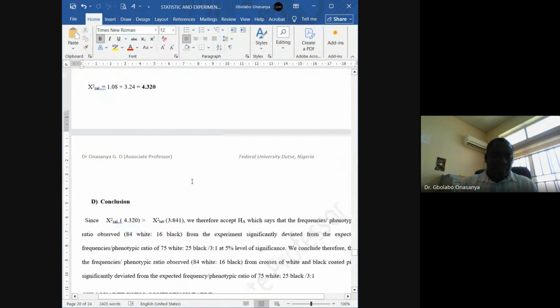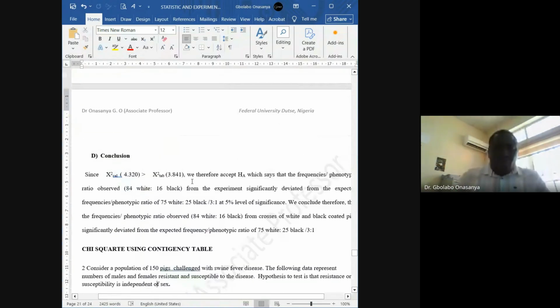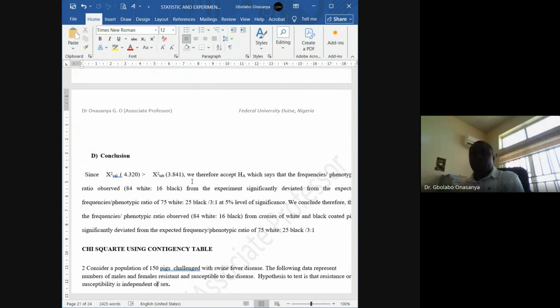We need a chi-square table, like the one I taught you yesterday in the last class. We use tabulated and calculated. And don't forget, from our decision rule, we have our calculated value to be 4.320 at 5 percent level of significance. When we check the chi-square table, we will get 3.841. That will be extrapolated from the table.